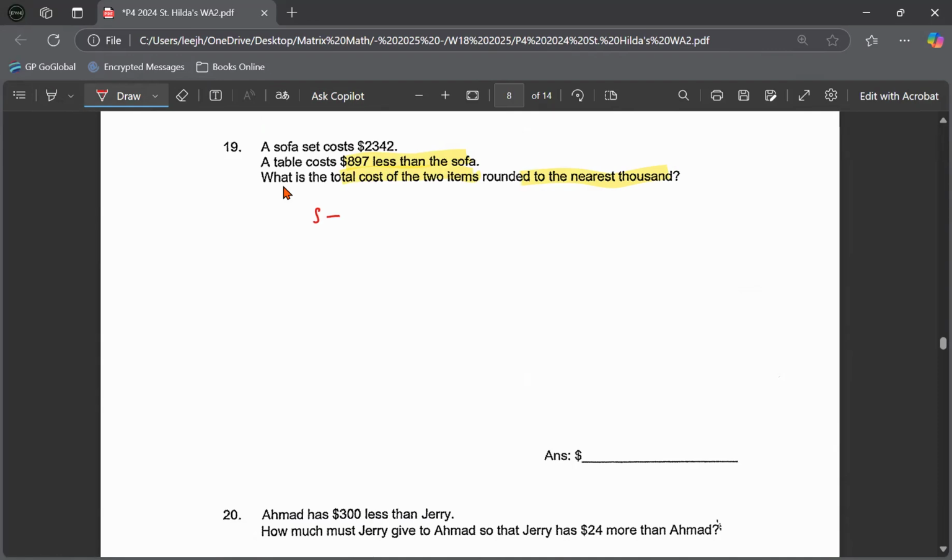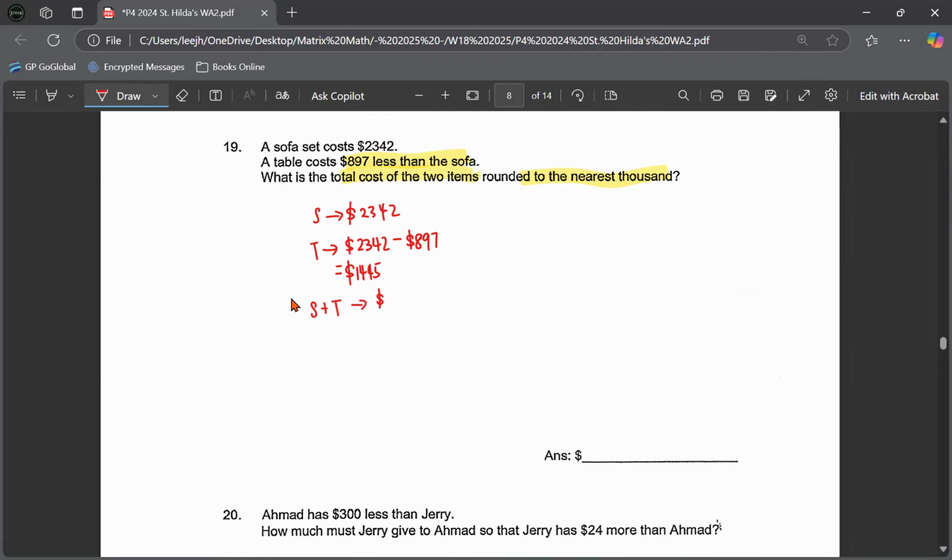So we know the sofa is 2342. We know the table is actually lesser by 897. So we take 2342 minus 897. So the cost of the table is $1,445. I'm going to find their total, which is sofa plus table.